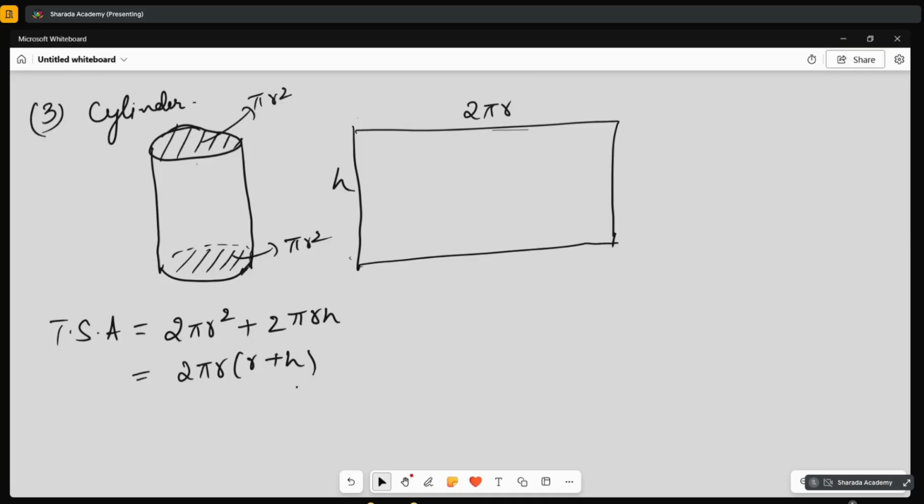Then what will be the volume? Volume of a cylinder. Volume of a cylinder is pi r square into h. This is base area into its height. Pi r square into h. Write down. Okay.